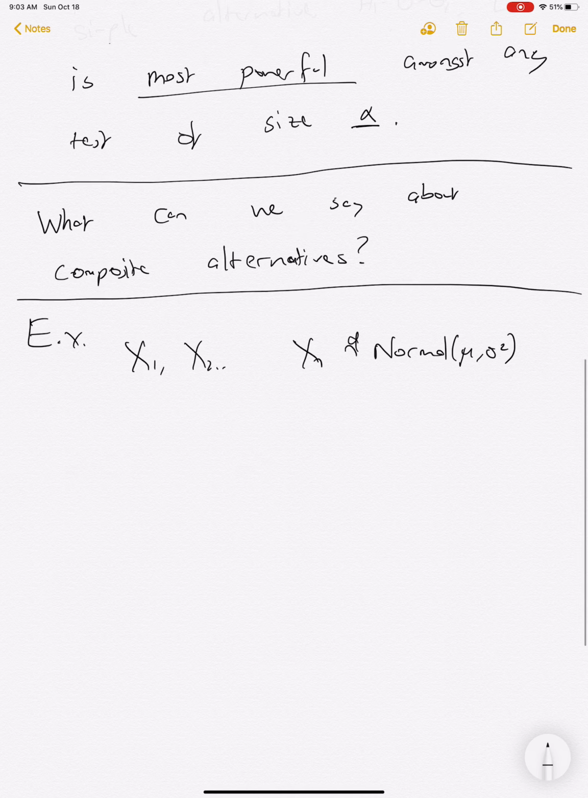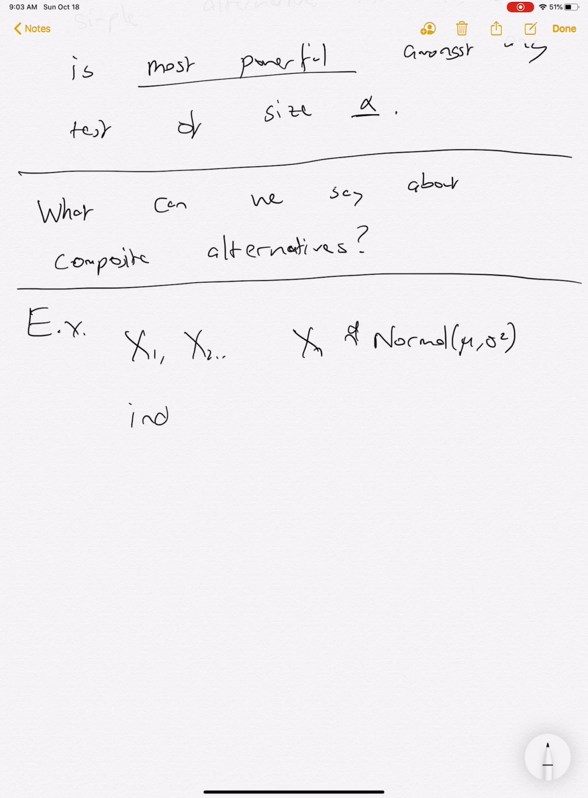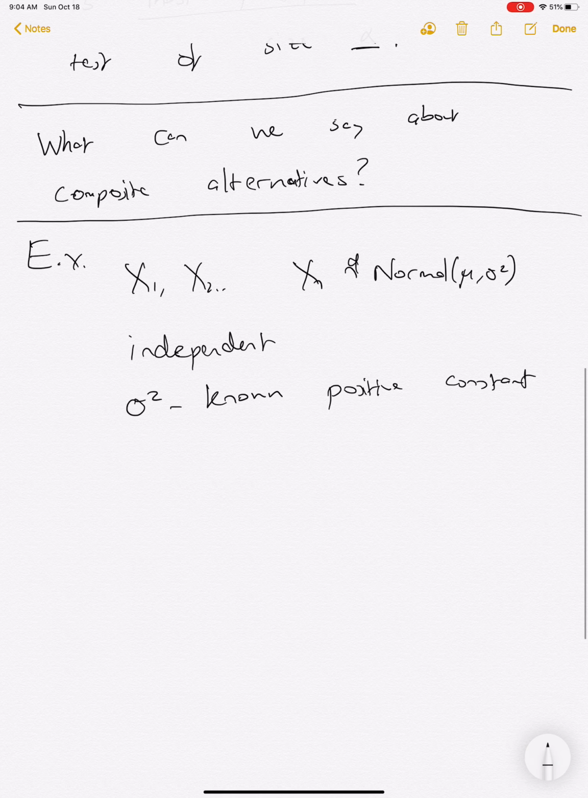We're going to start with this example that we often come back to because it's very instructive. We have X1 through Xn, independent with the normal distribution with mean mu and variance sigma squared. We're assuming that sigma squared is known. It's a known positive constant, so it could be 1 or 2, but it's just some number that we know. And mu is the unknown parameter of interest.